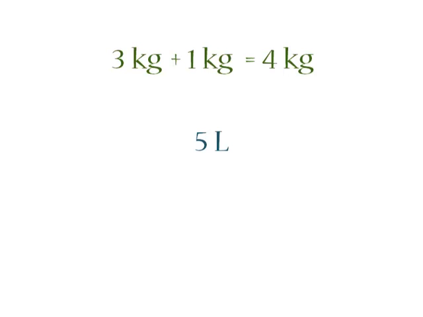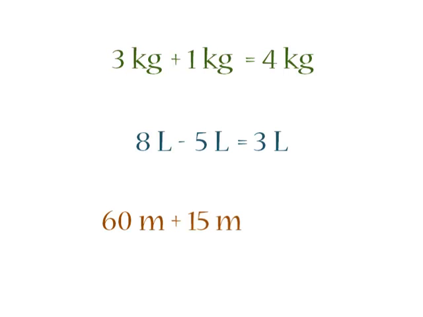For example, when 3 kilograms of sand is added to 1 kilogram of cement, the resulting mixture has a mass of 4 kilograms. When 5 liters of water are poured from a pail that has 8 liters of water in it, the resulting volume is 3 liters. If a scheduled 60-minute trip has a 15-minute delay, the trip takes 75 minutes. Math involving scalar quantities is simple and straightforward.